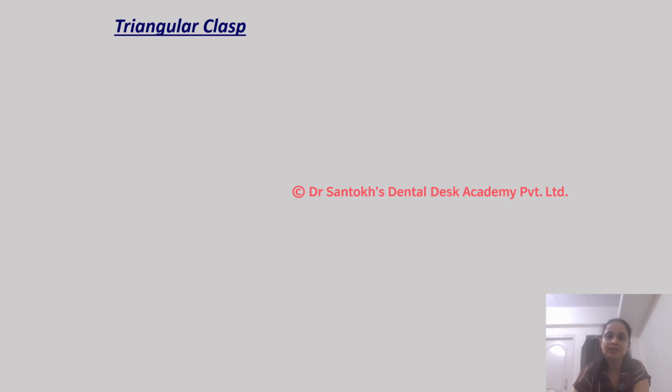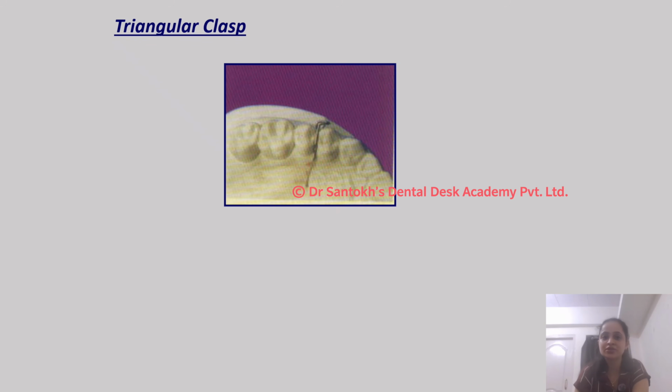Next is a triangular clasp. So this is a diagrammatic representation. Here we can see this is a triangular clasp. It is used for retention for the posterior teeth. Okay, this is the triangular clasp.